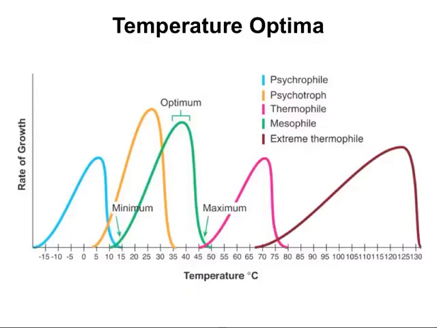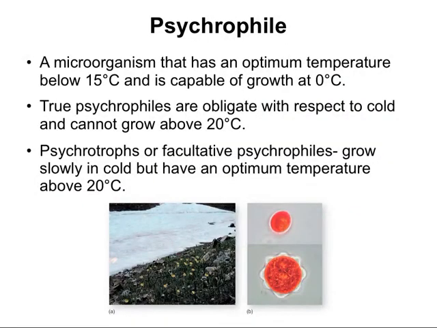Another way that we can express temperature adaptations is whether the organism grows in an optimally cold, moderate, or hot temperature range. We'll consider three basic ranges: the psychrophile, the mesophile, and then the thermophile. You will notice there's a psychrotroph range here, and then there's extreme thermophile. We'll consider those in some examples, but the main ones will be those three. So we'll begin by looking at the psychrophile.